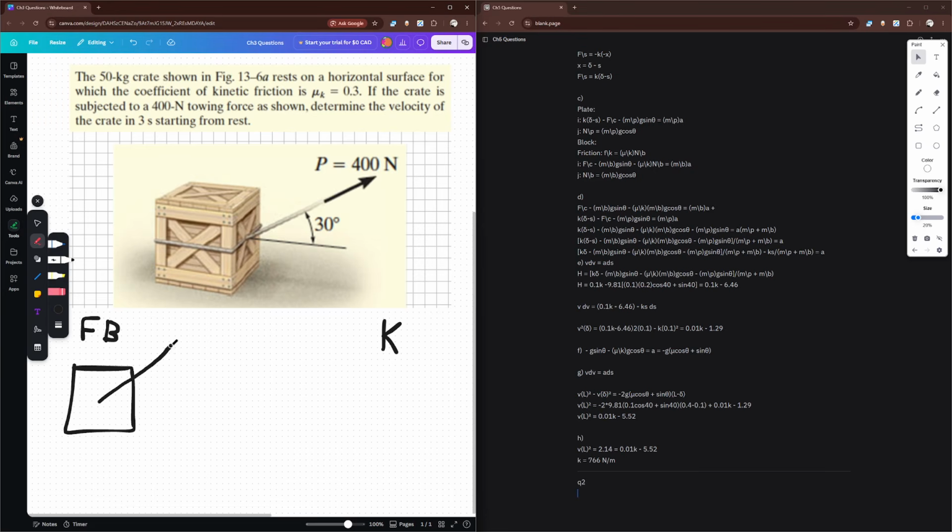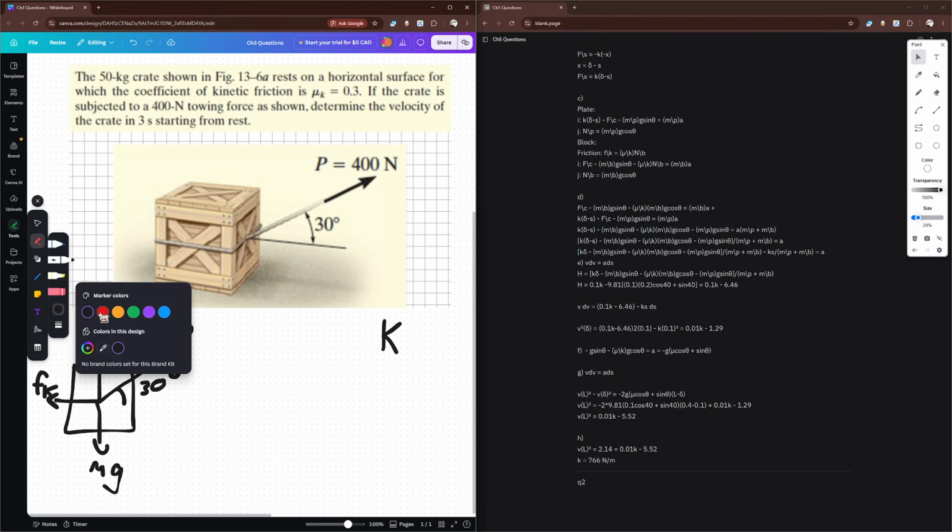So we have our P at an angle of 30 degrees, which means we also have a normal force N, and we have the weight mg, and we have a little friction, which is F of K. Now we also have, I'll switch colors here, a P in the X direction and a P in the Y direction. So we need to keep those in mind.